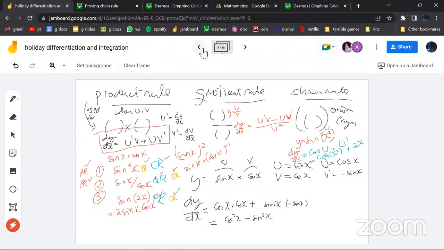Now, Kyoko, what is the first step of chain rule? V times v prime. That's totally not the first step of chain rule. Totally not.